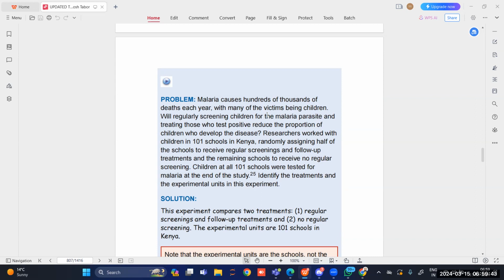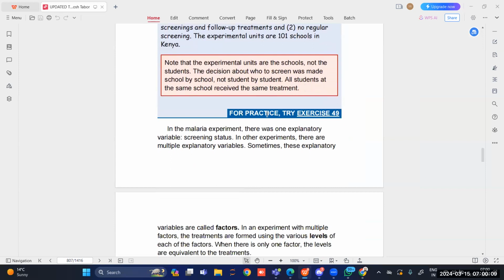There were two treatments: regular screening and follow-up treatments, and no regular screening. It means you can generally distinguish between them as one group of children in all the schools. A part of the children were given screening and the others were not. So what was the study? We were studying 101 schools, so those were the experimental units. Is it clear, Zaid?